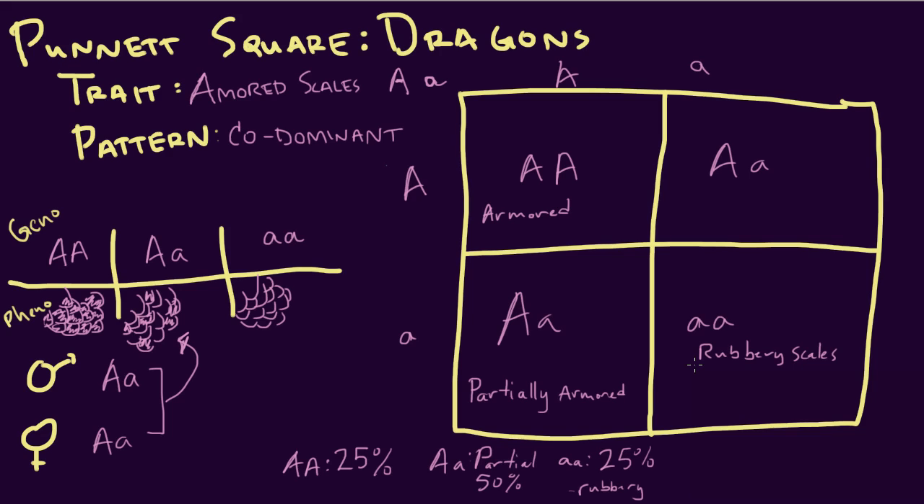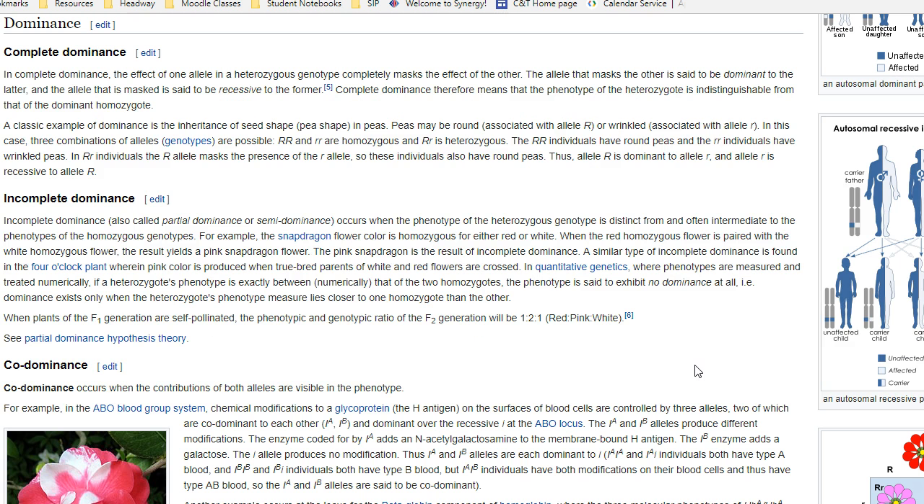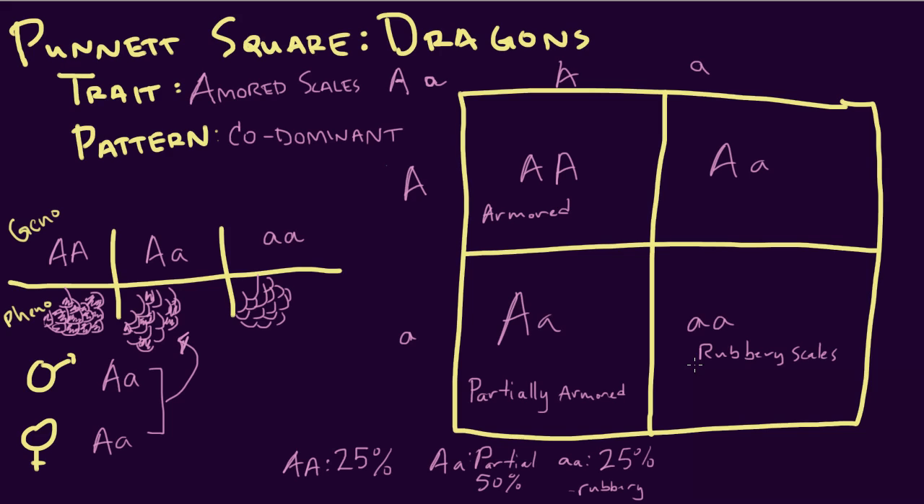Okay, so we've looked at today 3 different patterns of inheritance in terms of complete dominance, codominance, and incomplete. And we looked at armored scaling, we looked at wing type, and we looked at the ability to breathe fire. So in the future, you guys will be doing some homework with these problems, and I hope this video helped you kind of understand how to go about solving different problems like this.